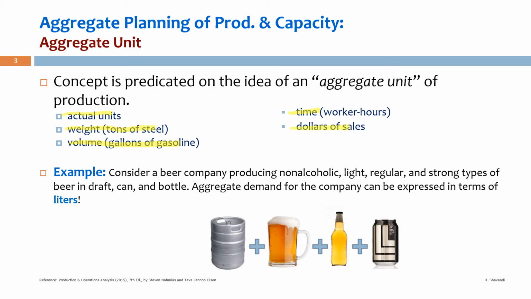For example, here let's assume a beer company which produces non-alcoholic, light, regular, and strong types of beer in draft, can, and bottle. As you see here, we have different individuals: draft, can, bottle, non-alcoholic, light, regular, strong. But the unit that is common in all these types of individuals is liters. So here the aggregate unit will be liter.